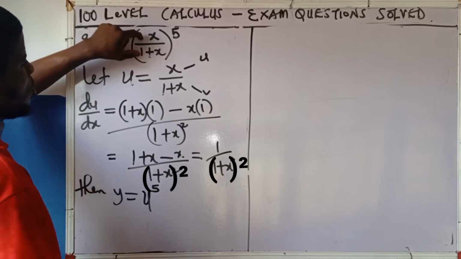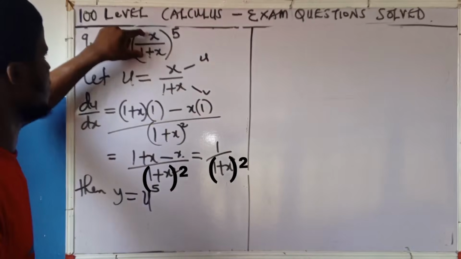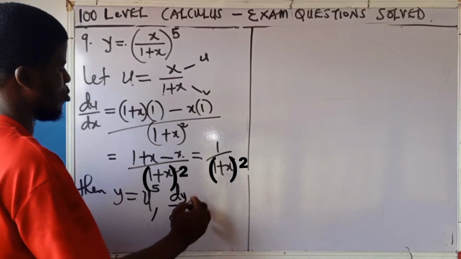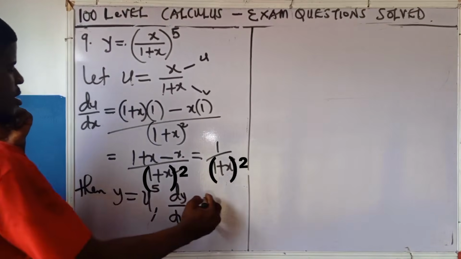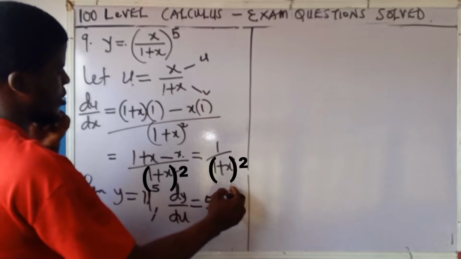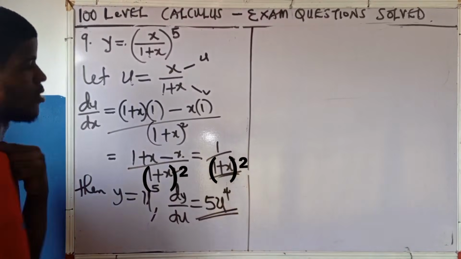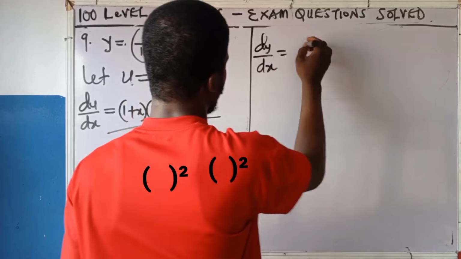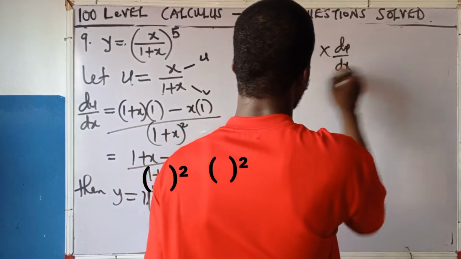What was inside the function? Set it as u. Of course, we said let u be equal to this. Then I'll differentiate y with respect to u. Differentiate this by the principle. 5 times 1, 5. Write u, then you do 5 minus 1, 4. So this is the dy/du, and this is the du/dx. The rule says that dy/dx for chain rule is dy/du times du/dx.